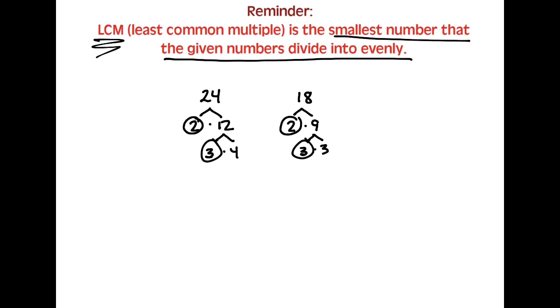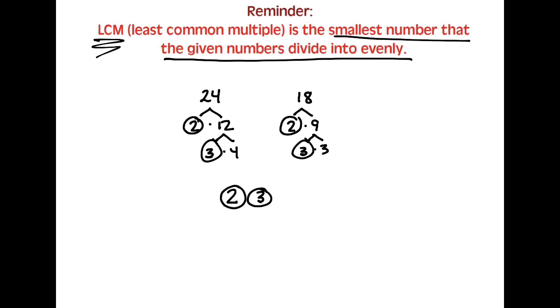I can break 4 down, but if I do, I can't circle anything between here and here, so I didn't need to do this. If you can recognize here that 4 and 3 don't have anything in common, you're done. Now we want to look between these two numbers and see what they had in common. They each had a 2, so I'm going to bring 1, 2 down for my answer. And they each had a 3, so I'm going to bring 1, 3 down for my answer.